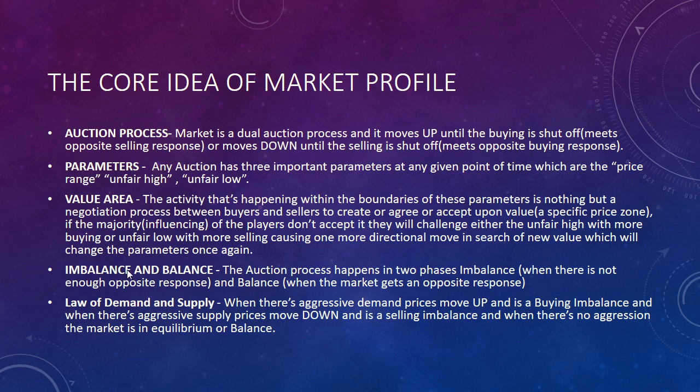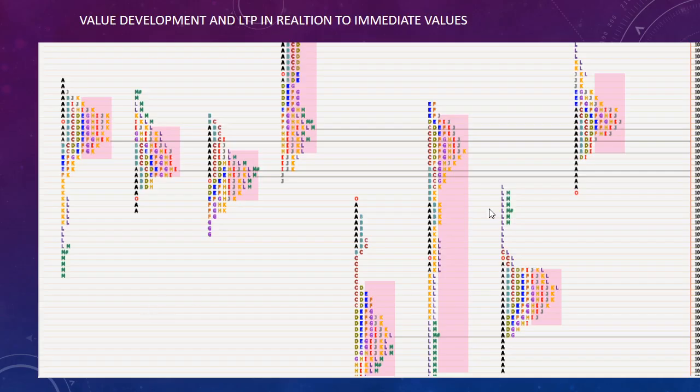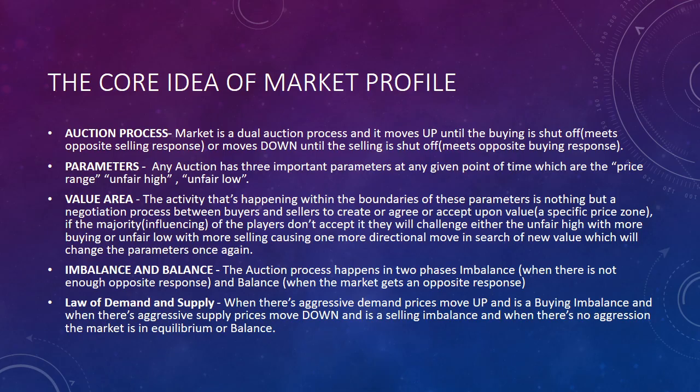Then imbalance and balance, we'll discuss them in detail, but as a basic idea, imbalance is nothing but a trend, and balance is nothing but a range bound market. So demand and supply, we'll see them in the next video, right? So value development is one thing you should focus on, and the last traded price in relation to immediate values, right? That is the basic core idea of market profile: you see the value, you see how the value is building, and you see whether the market is in imbalance or balance. That's the main focus of the market profile, right?